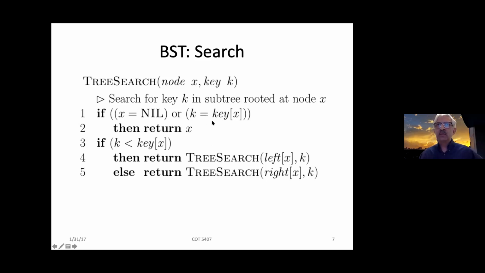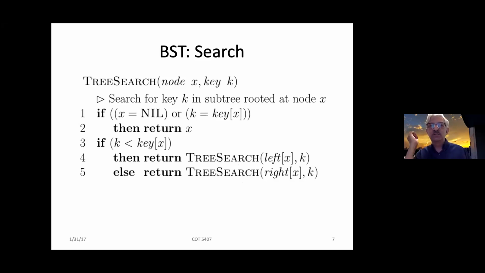Remember that when you compare the value k with the value that's stored in that node, one of three things can happen. Either the value is smaller, or the value is larger, or the value is equal. If the value is equal, then we will report success. If the value is less, we will continue, but we'll search in the left subtree. If the value is greater, then we're going to continue the search, but in the right subtree. So that's the way this function operates.